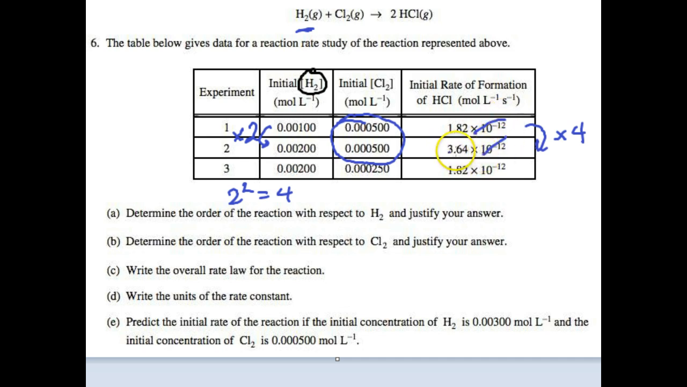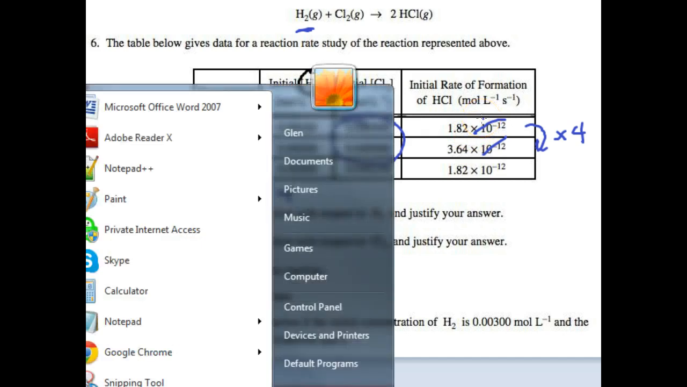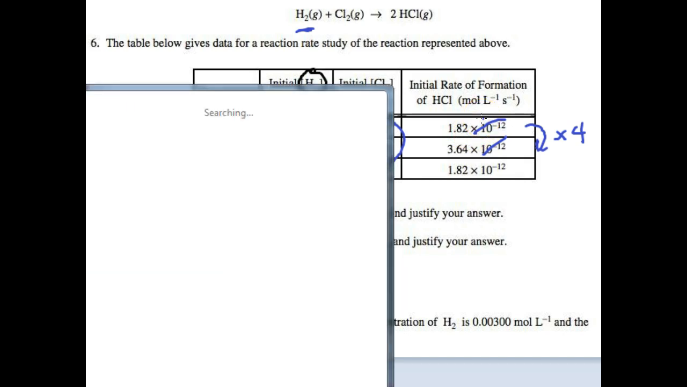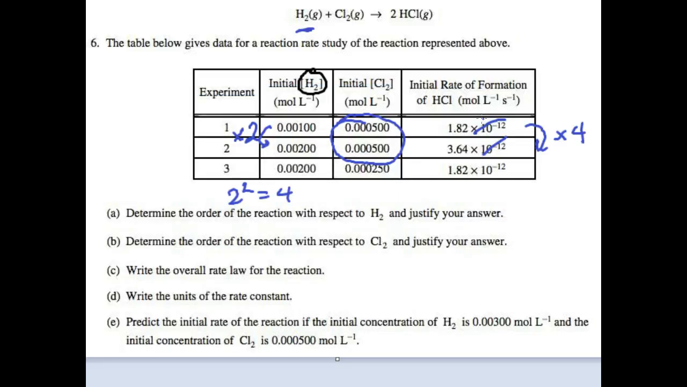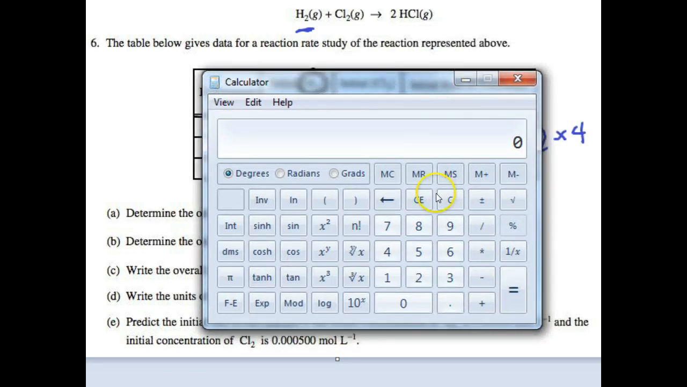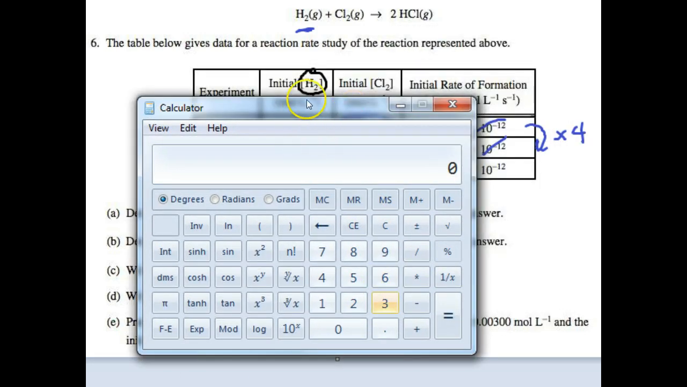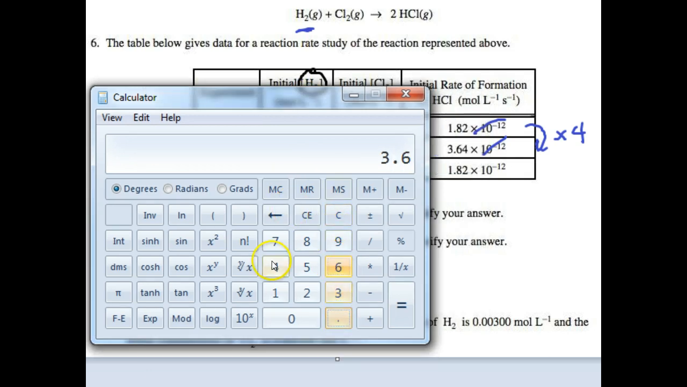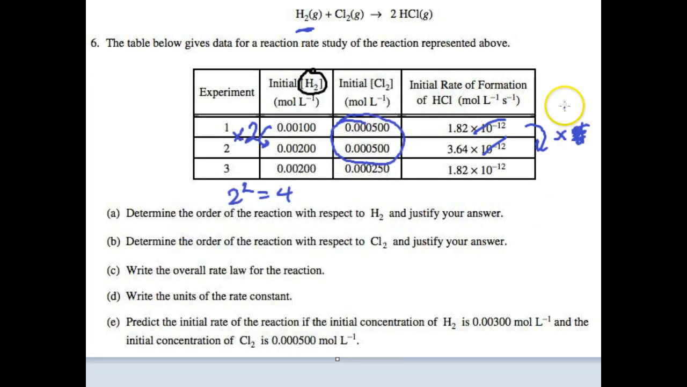On my calculator, I do 3.64 divided by 1.82. I invite you to pull out your handy-dandy calculator with me. Yes, the scientific one. Even though this one does not require a scientific calculator. 3.64, where's the divide sign? Divided by 1.82. 2! OMG! This is not 4, this is 2.